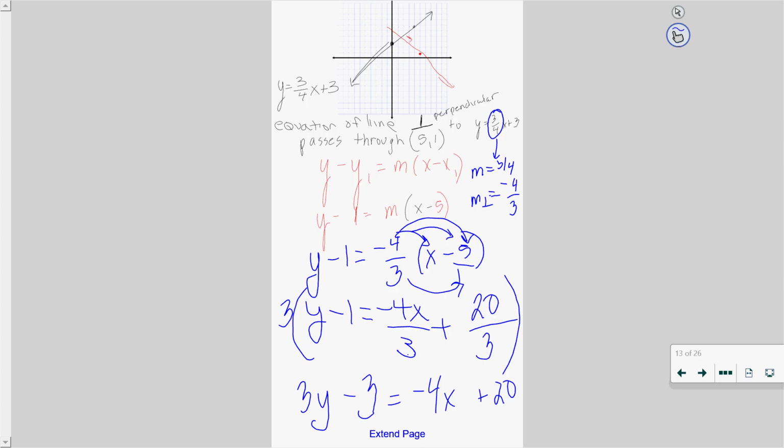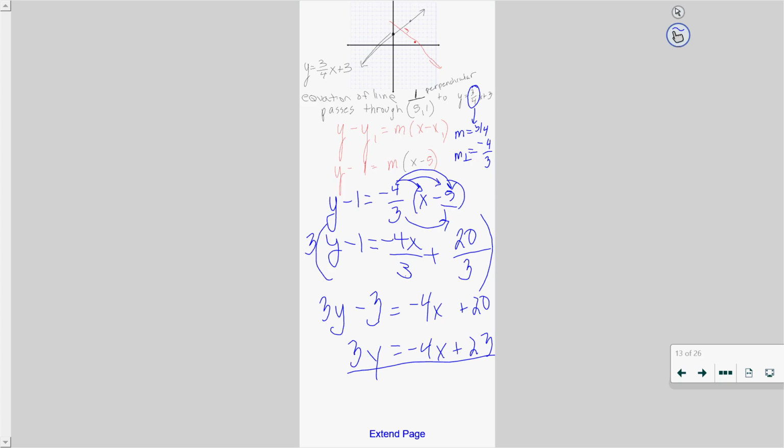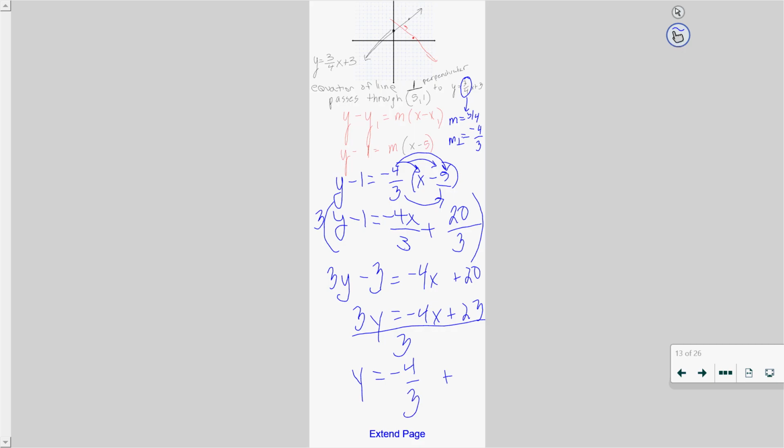So then I can add 3 to both sides and divide by 3. So you get y equals 4/3 x plus 23 thirds. Easiest way with fractions, guys, is to multiply it and then divide it. Multiply it and then divide it. Oops, I forgot my x. So that's the hardest one, right?